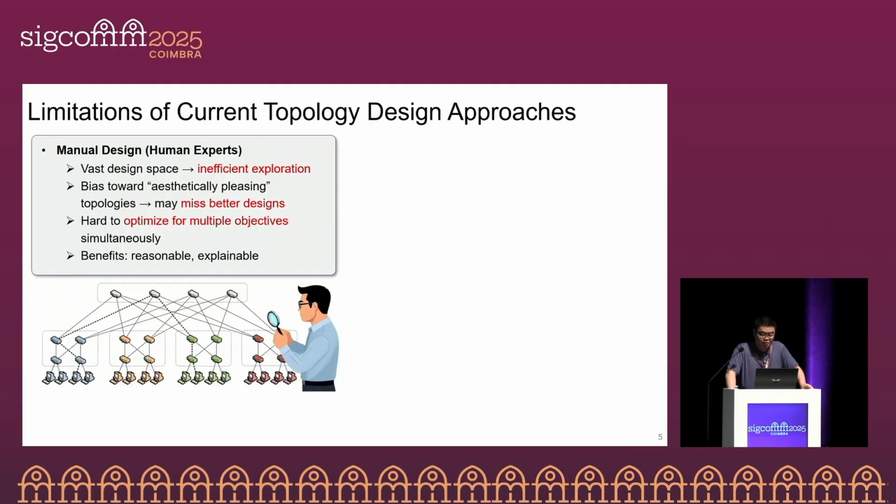Manual design by human experts is the most common design approach, but it faces 3 problems. First, the design space for large-scale clusters is vast, leading to inefficient exploration. And then the experts may favor beautiful topologies and miss better designs. Finally, it's also hard to optimize multiple objectives. The benefit is that these topologies are reasonable.